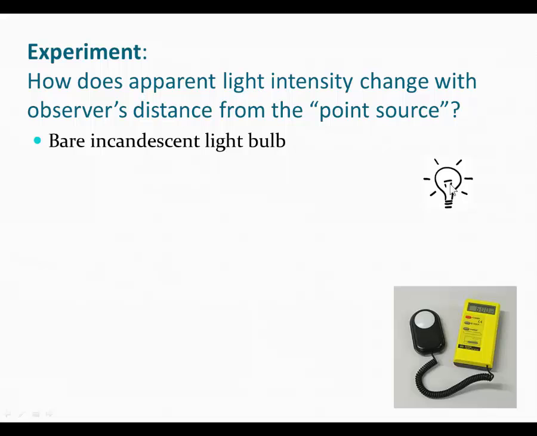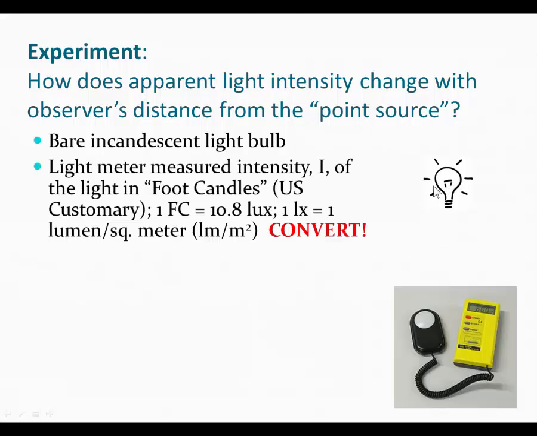But the nice thing about this is what we call a point source. All the light is emanating, roughly speaking, from one point inside of the bulb, and it radiates outward in all directions. And we took a light meter, which you see below, and the light meter measured the intensity of the light coming out in foot candles. Those are US customary units. 1 foot candle equals 10.8 lux, and a lux, abbreviated lx, is 1 lumen per square meter. And as you can see, this is what we call a form of intensity.